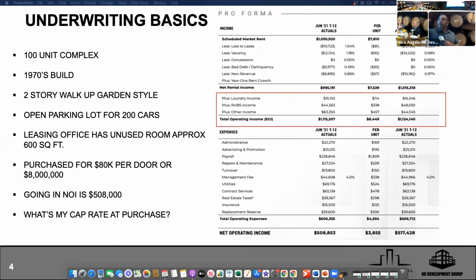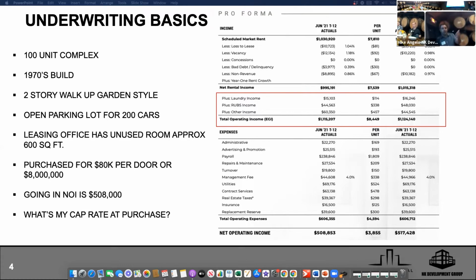So I put right here, I want you guys to do some math real quick. We purchased this deal. We didn't actually buy this deal, it was a sample deal, for $80,000 a door, or $8 million. The going-in NOI, or net operating income, was $508,000. So if I wanted to understand what the cap rate was upon entry, when we bought it, I would do some math. I would take 508,000 and divide it into 8 million. That would give you a cap rate.